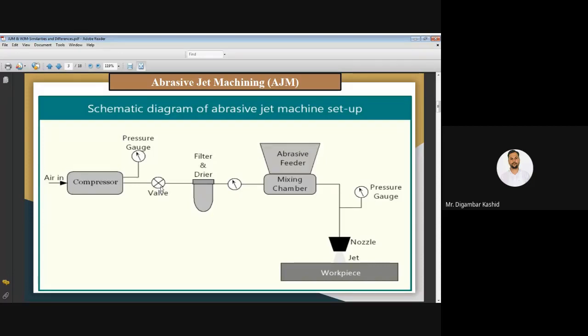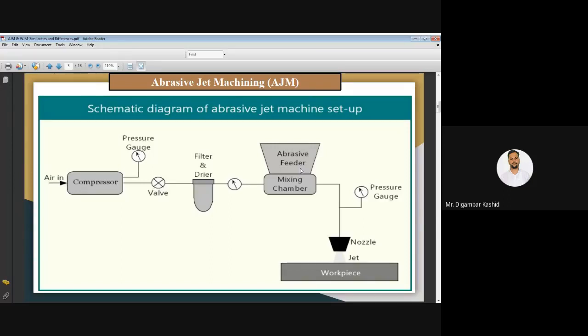Then to control the flow of your carrier gas, that means your air, we require the valve, correct? Then to remove some dust particles or other contaminants, we require a filter and dryer, so this component is placed here. Then you can give this pressurized air to the mixing chamber. In this mixing chamber we have the abrasive feeder. Through this abrasive feeder you can take abrasive particles.